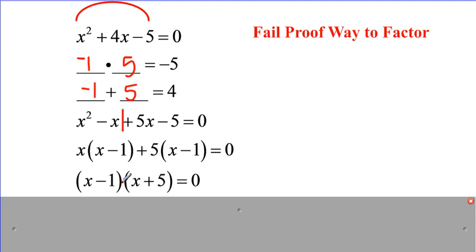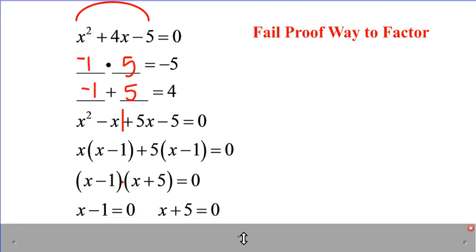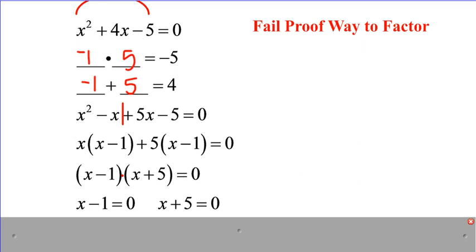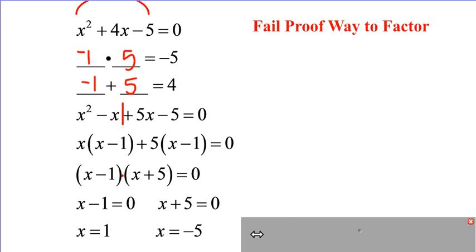Now, this is being held together by multiplication. Whenever you multiply two values together and you end up with 0, one or both of those values will have to be equal to 0. So we take each factor and set it equal to 0. Once each factor is set equal to 0, we solve like we normally do. So if we have x minus 1 equals 0, in order to get x by itself, we would add 1. And so we have x equals 1. Here we have x plus 5 equals 0. To get x by itself, we would subtract 5. So we have x equals negative 5.